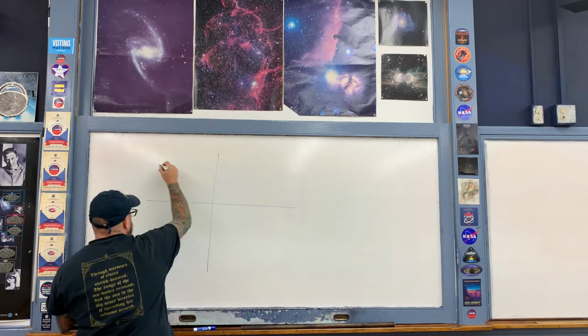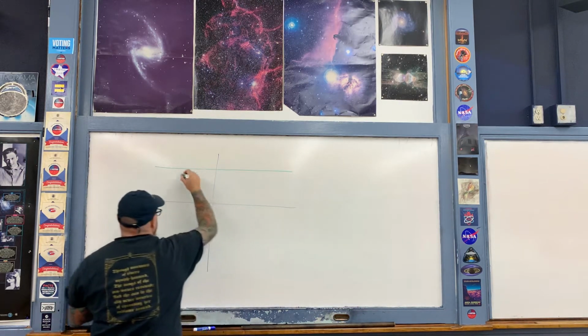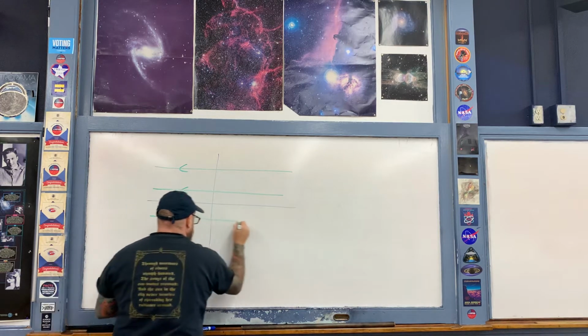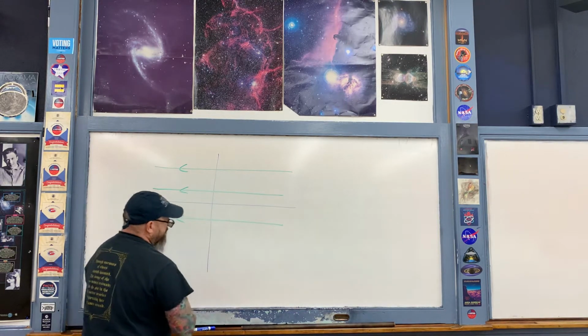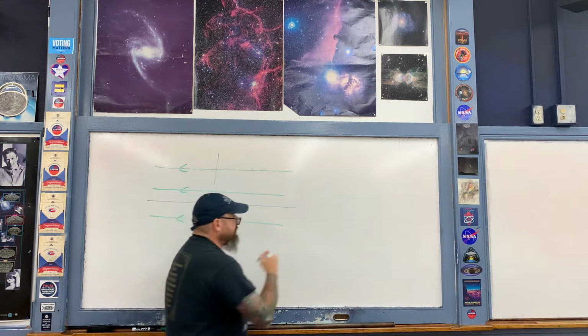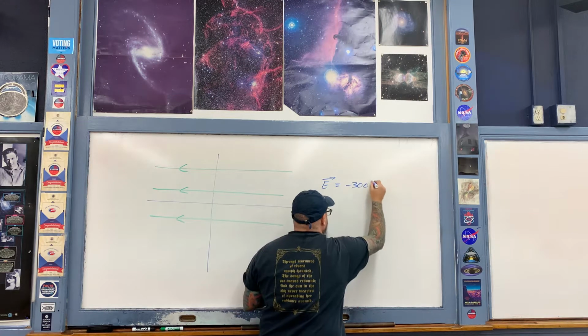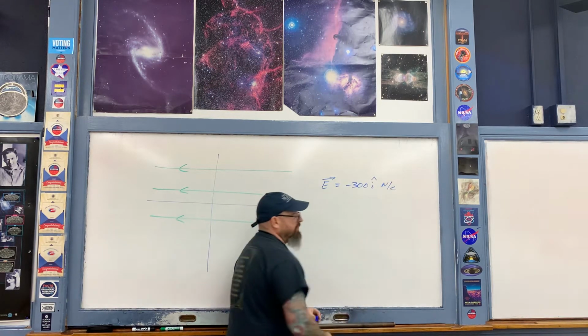You'll see why as I get deeper into the problem as I read it. Right here is a uniform electric field, for example, pointing to the left. So now in vector form, let's immediately write E as negative 300 i hat newtons per coulomb.